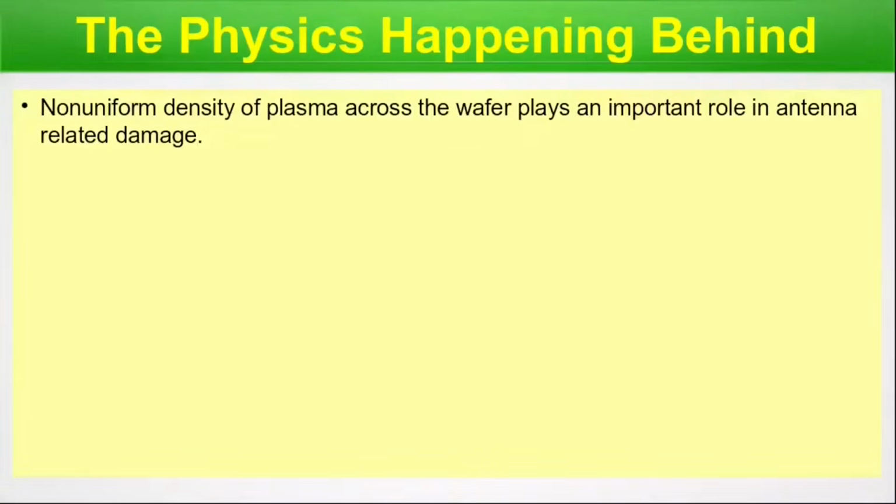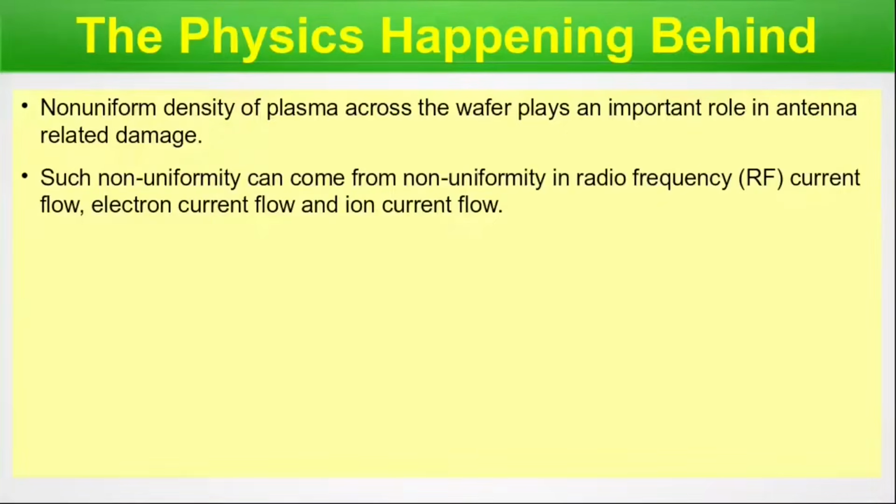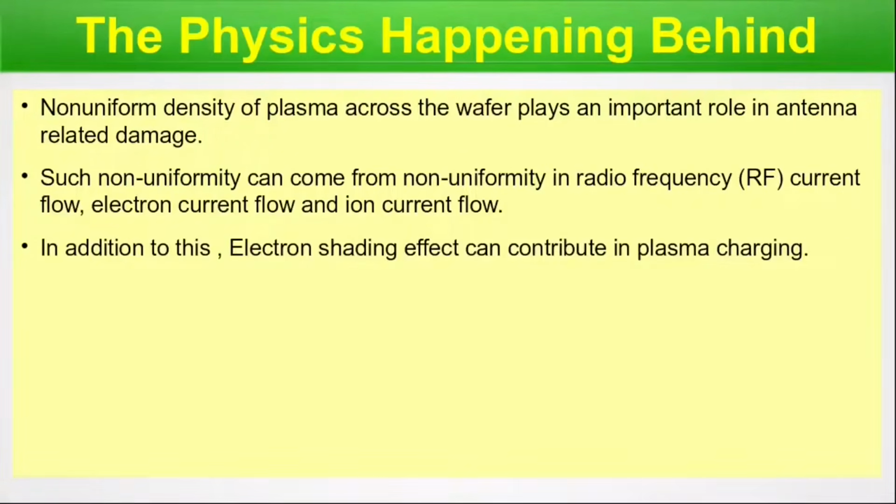Non-uniform density of plasma across the wafer plays an important role in antenna related damage. Remember, here we'll go deep into the physics happening in the antenna phenomenon. Such non-uniformity can come from non-uniformity in radio frequency (RF) current flow, electron current flow, and ion current flow. All these are related when a semiconductor process is going. In addition to this, the electron shading effect can contribute to plasma charging.